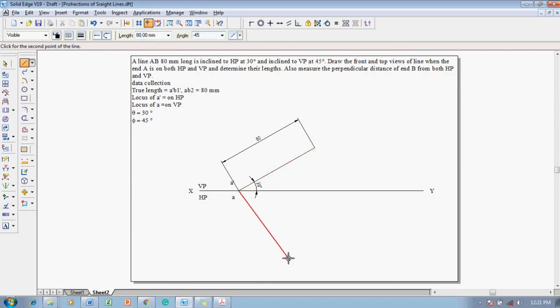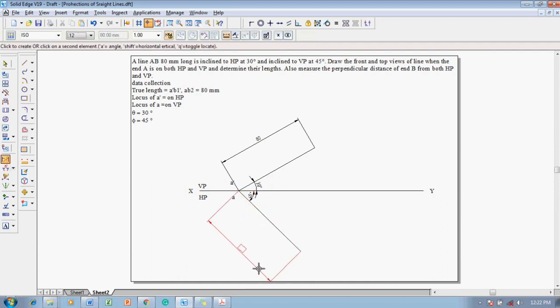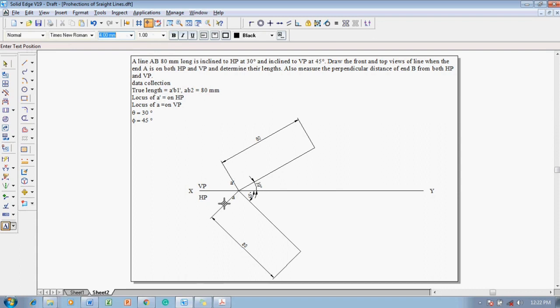In the system, we should give the angle as minus 45 degree. Now one can see that the angle between these two lines is 45 degree, and the length of this line must be 80 millimeter. Now after drawing these, this is going to be B1 dash, and the bottom is going to be B1. Let me mark this point as B1 dash, and this is nothing but B2.